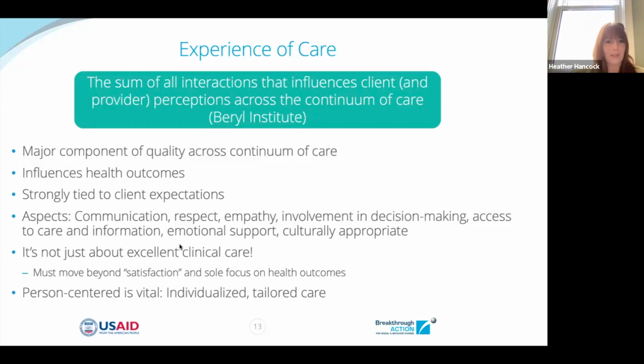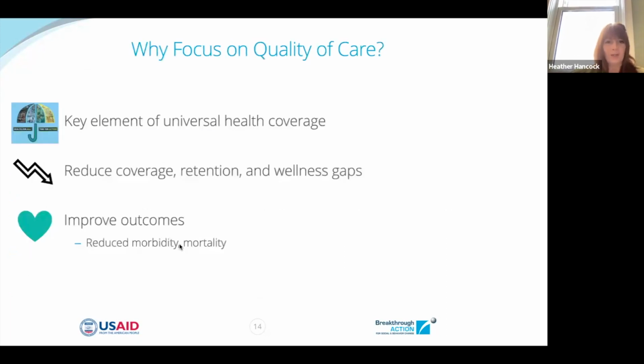Next slide. So knowing that quality of care and experience of care are very complex and it's not an easy issue to tackle, why do we even focus on it? I think first and foremost, it's because we value humanity and we see the importance of providing the best care that we can in a way that improves clients' lives. And we also see that quality of care is a key element of achieving universal health coverage. And we also see that it can help reduce coverage, retention, and wellness gaps.